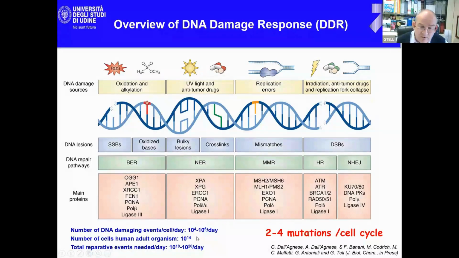If you consider the number of eukaryotic cells in an adult human organism, that is about 10 to the 14, this gives rise to an absolutely high number of reparative events needed per day for an adult human. Despite that, the number of mutations that the cell is not able to fix for each cell cycle is very low, and is estimated to be 2 to 4 mutations per cell cycle of a proliferating cell. This is essentially due to the fact that there are many efficient DNA repair pathways that are able to specifically recognize the lesion and repair it efficiently.